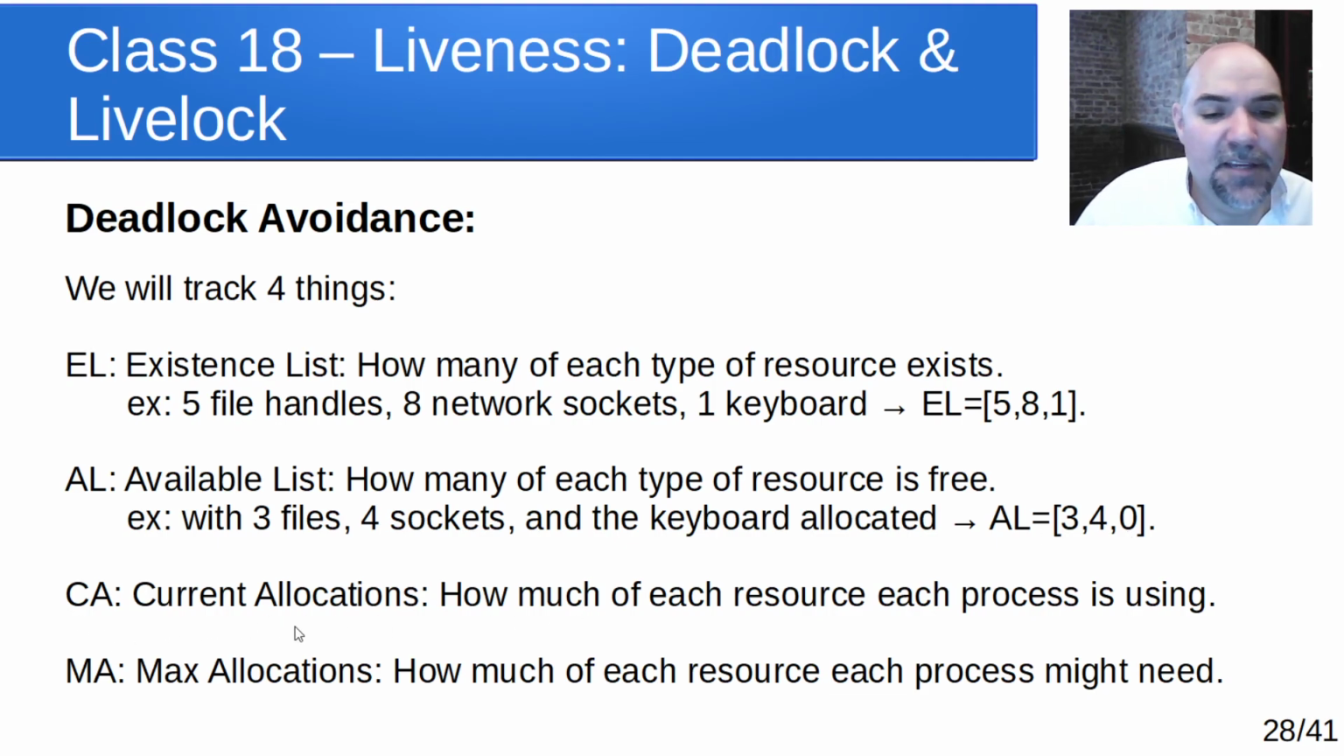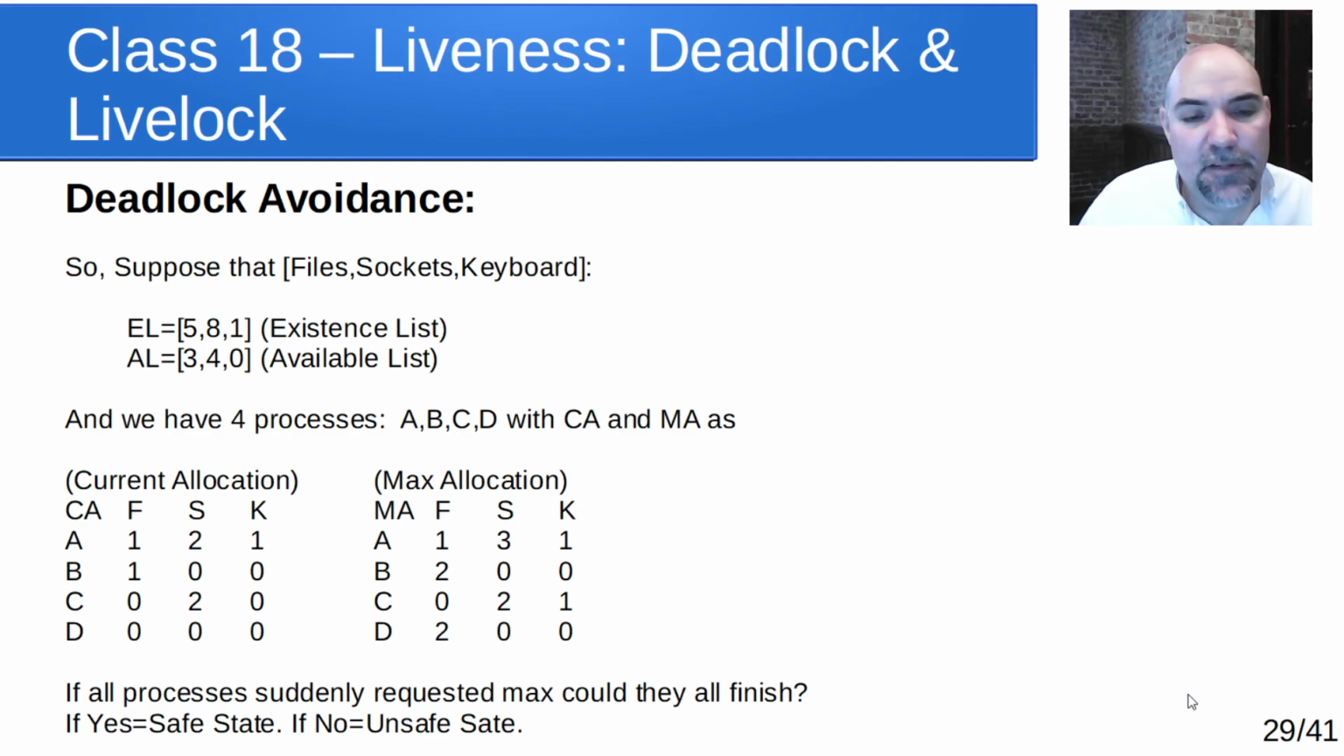CA is current allocations. That's how much of each resource each process is using. And then MA is the maximum allocations, how much of each resource each process might eventually need. Okay, so here's how deadlock avoidance is going to work. Let's suppose, using that files, sockets, keyboard example, our existence list is 5, 8, and 1, and our available list is 3, 4, and 0.